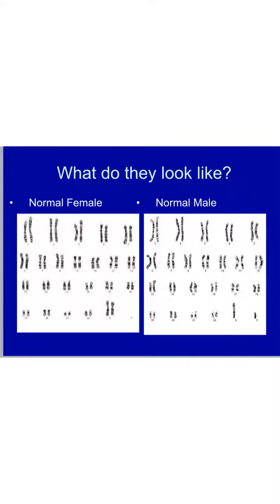Okay, so this is what normal is going to look like. So here, this is a normal female. If you look at chromosome number 23, there are going to be two X's. So that's how we know it's a female. And then here, if we look at the male, we're going to have an X as well as a Y for chromosome number 23. So we know it's a male.